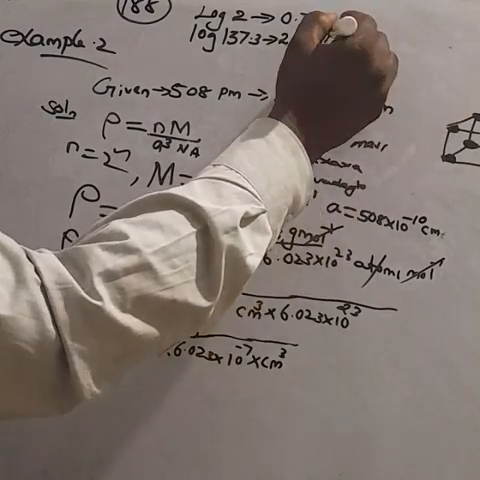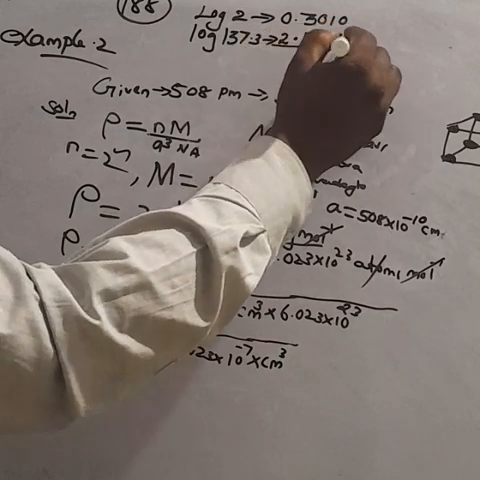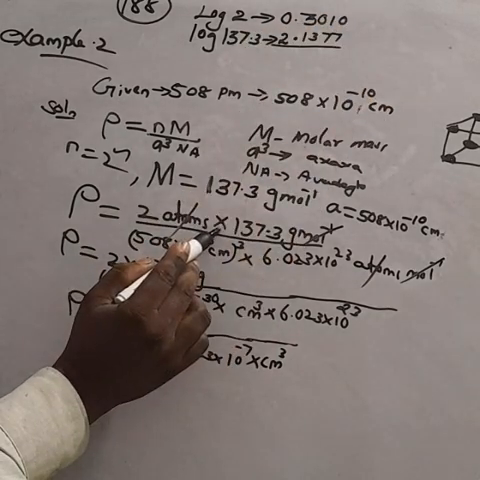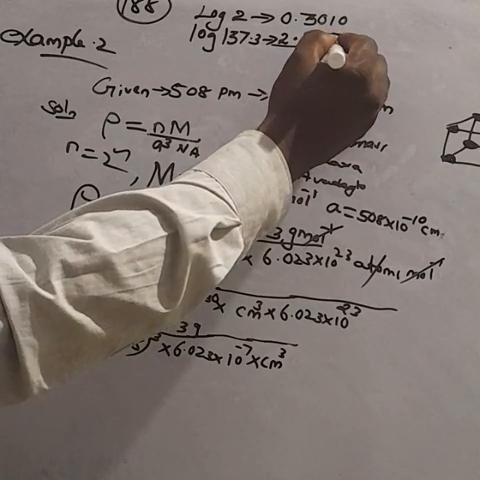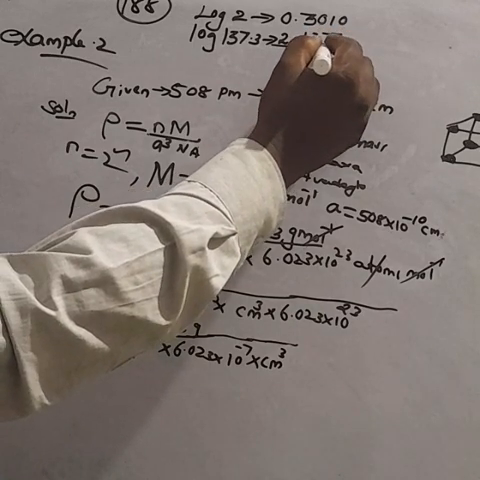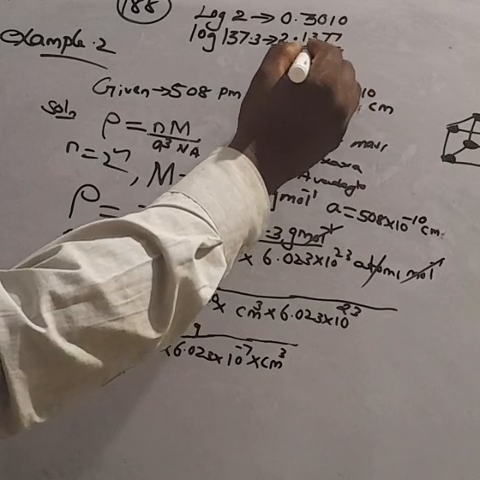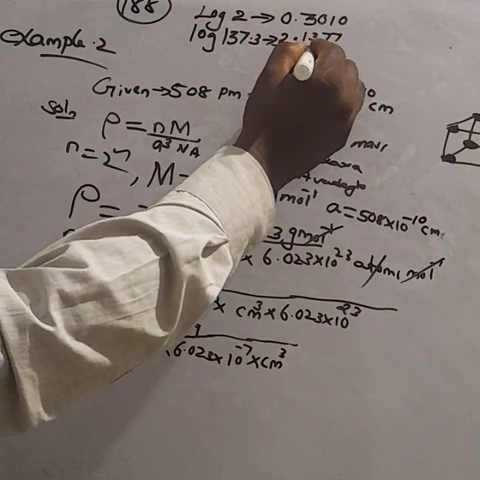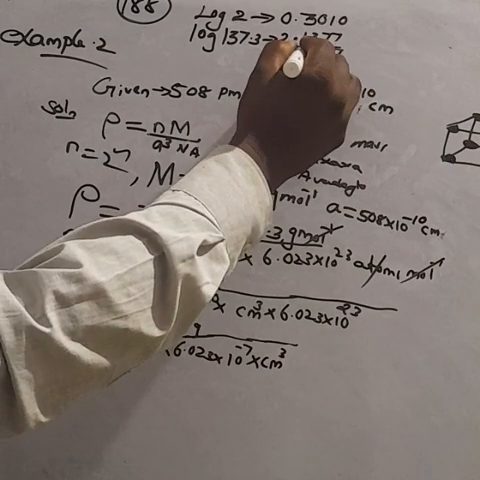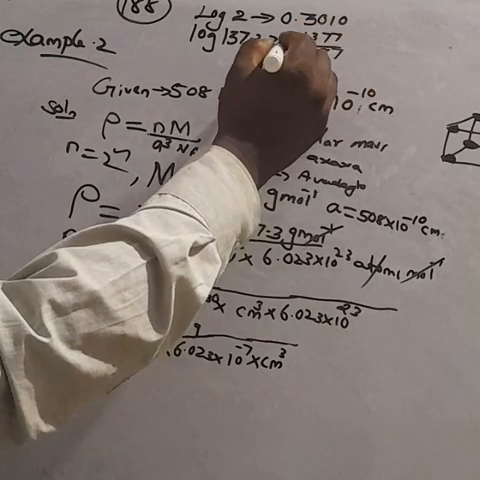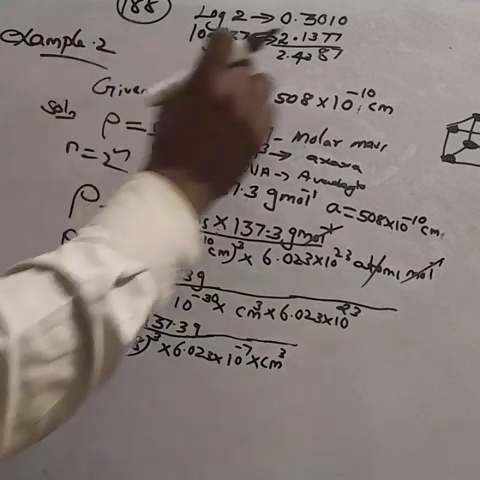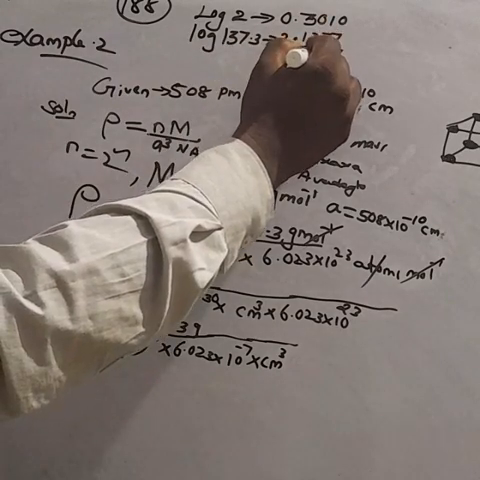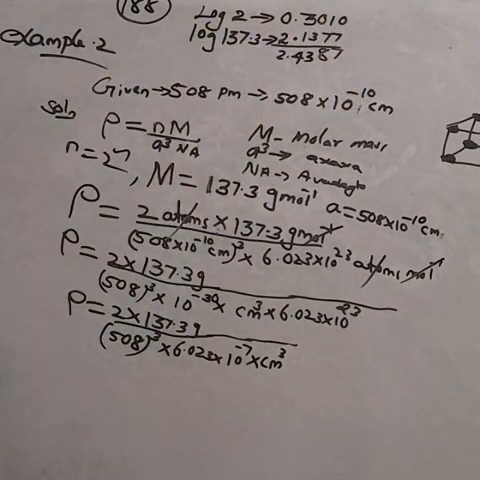So here having the multiplication, so just we are adding. If I am adding, what's the answer? 7. 7 plus 1, 8. 3. 3 plus 1, 4. 2. This we get answer 2.4387 as per the logarithm. Next we can find out the second one.